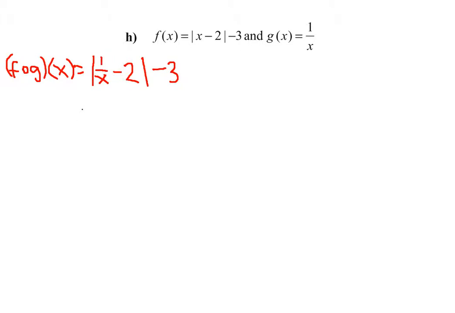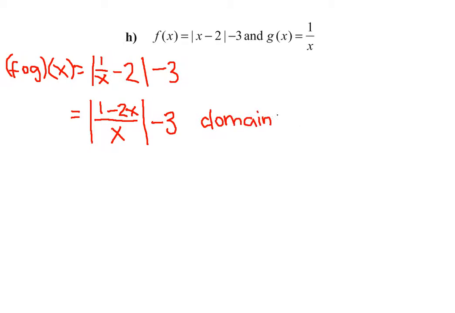Okay, and now we can simplify that and make x the denominator. And if we do that, that means we have to add an x to negative 2. So it becomes 1 minus 2x, minus 3. Now the domain of that is x cannot equal 0 because we cannot divide by 0 or else the number will be undefined.